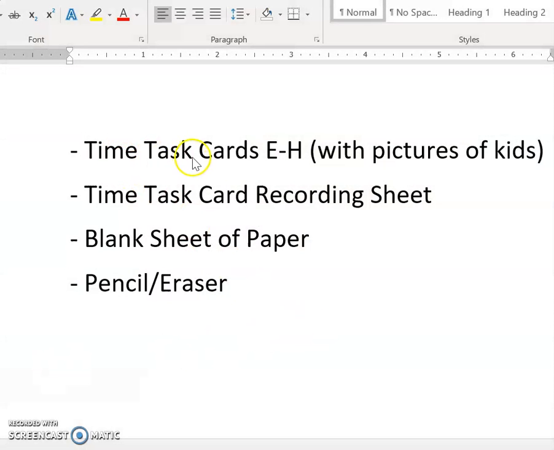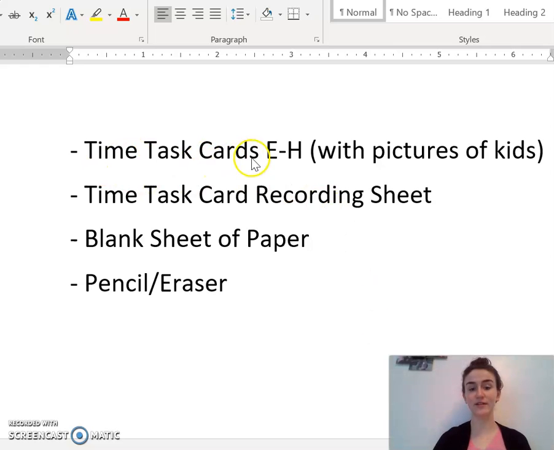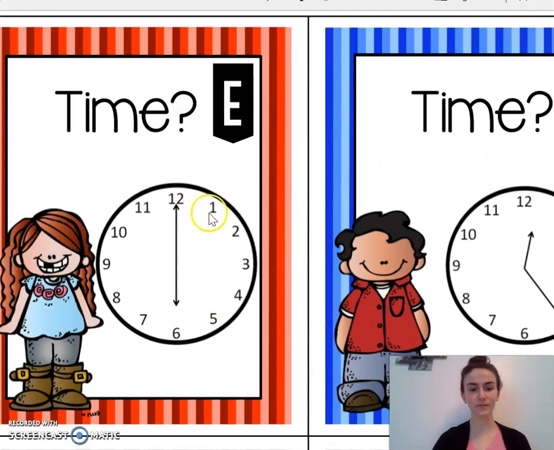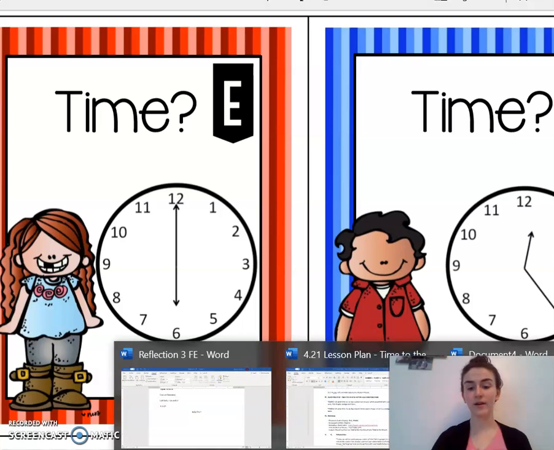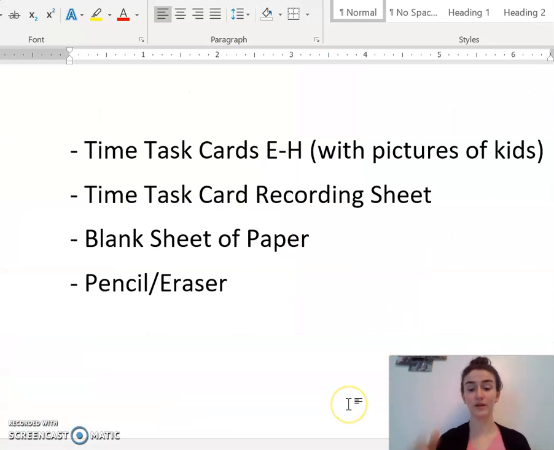You're going to need the time task cards E through H, which look like this. You're going to need this set. If you would prefer to use the paper version instead of the online version, I'm going to be going through them here online with you, but if you'd prefer to use the paper copies, they're right there for you, sent home in your resource packet, okay? So you can use those if you'd prefer.